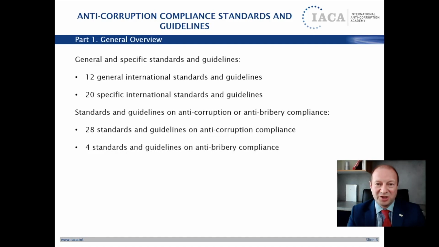There are 12 general international standards and guidelines that cover all the main elements of an anti-corruption compliance program, and 20 specific standards and guidelines. There are also standards and guidelines on anti-corruption and anti-bribery compliance. All of you know that bribery is just one of numerous corruption offenses. In this regard, most of the existing standards use the term anti-corruption. However, 4 of them use the term anti-bribery, including the ISO standard.